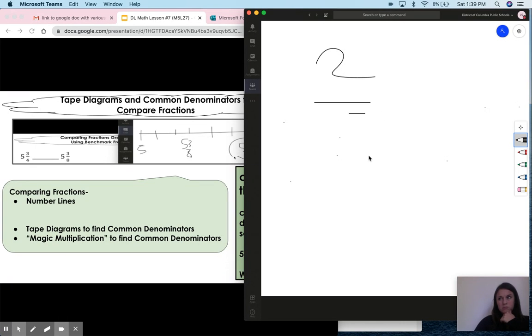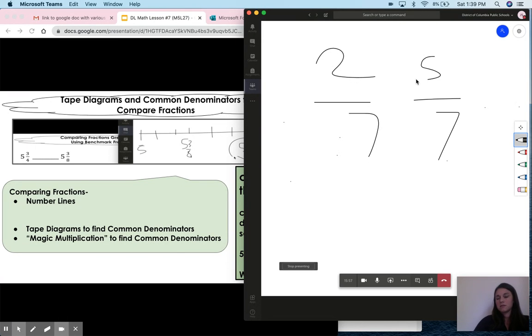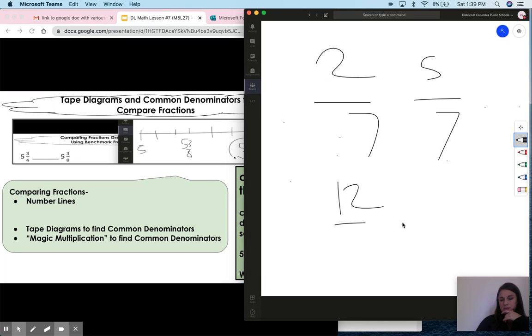2/7. And I got to think of another fraction with 7 as the denominator. 5/7. Those are common denominators. Could even be 12/7. That's an improper fraction, but it's still a fraction. All of those fractions now have common denominators. What's a fraction that doesn't have a common denominator? 12, just think of a different denominator, 6. Okay? Those are not common denominators yet. They're not the same.